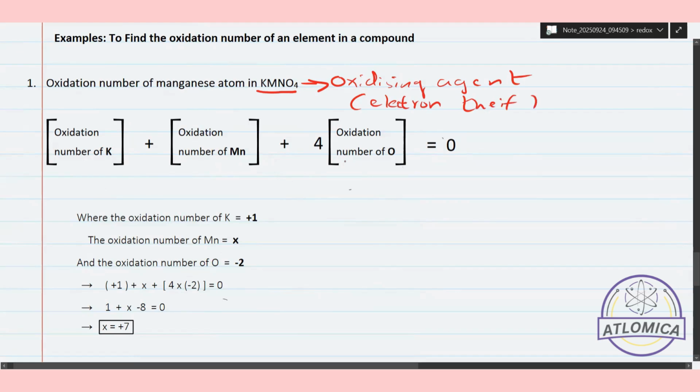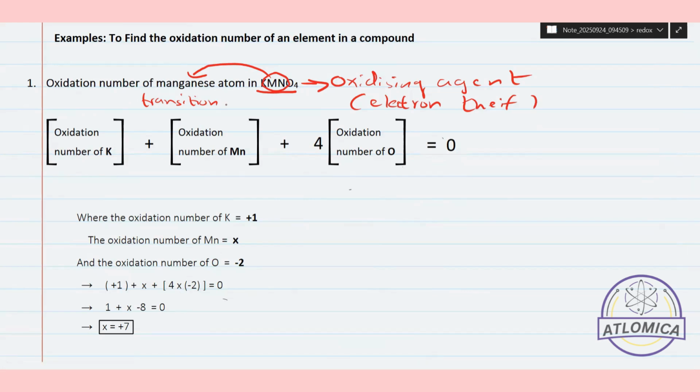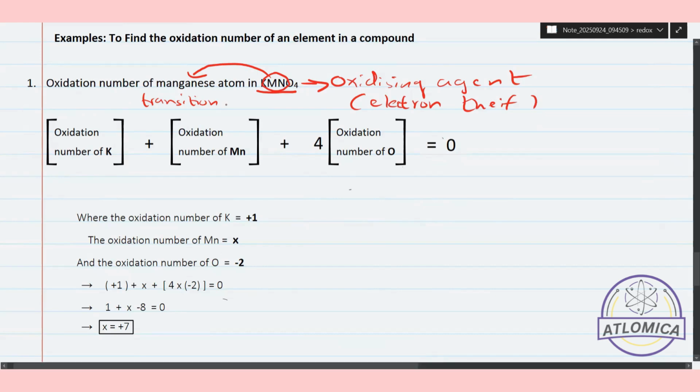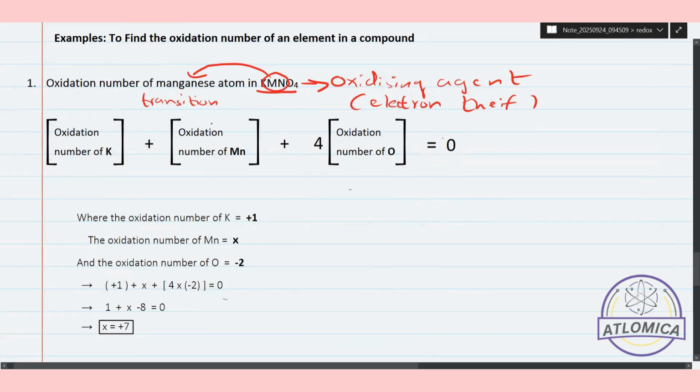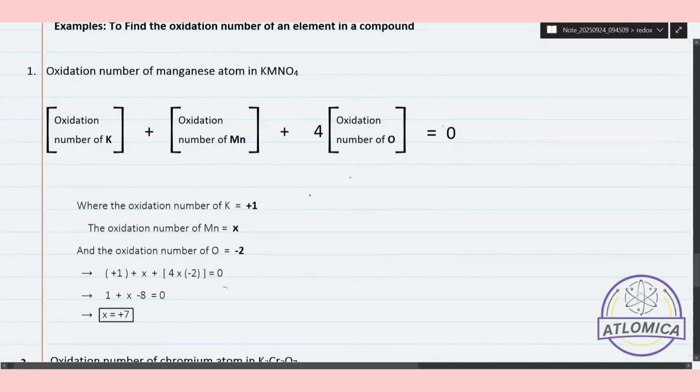Electron thief. If you want to find out the oxidation number of the manganese, the Mn is the manganese, it is a transition element. Transition elements have variable oxidation states, meaning at a given time it can have multiple oxidation numbers. In a compound it may have 2 plus, but in a compound like KMnO4 it has a different oxidation state. So if you want to find out the oxidation number of the manganese, you can find that out using the algebraic method. So let's proceed further.